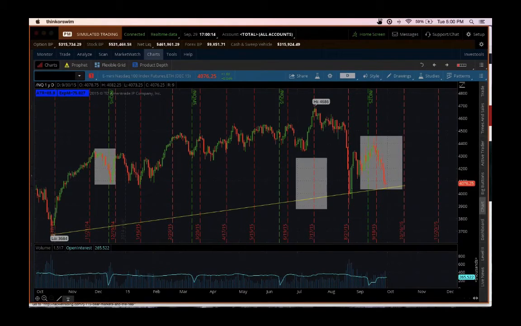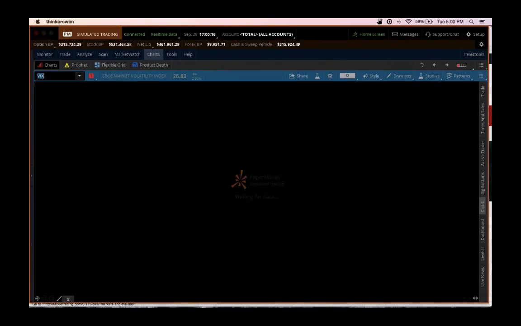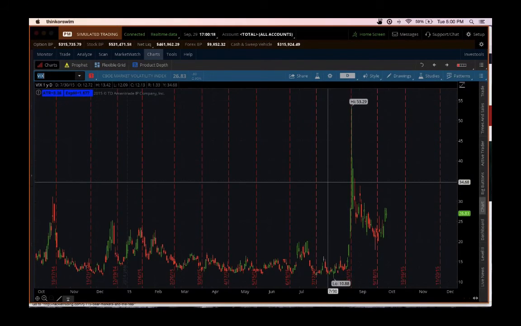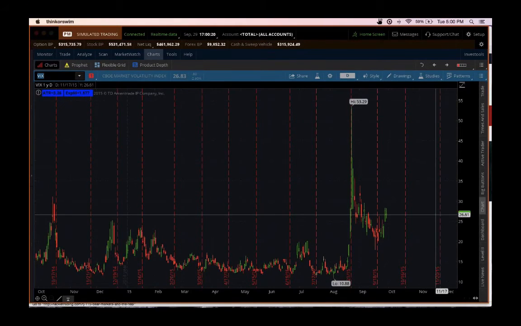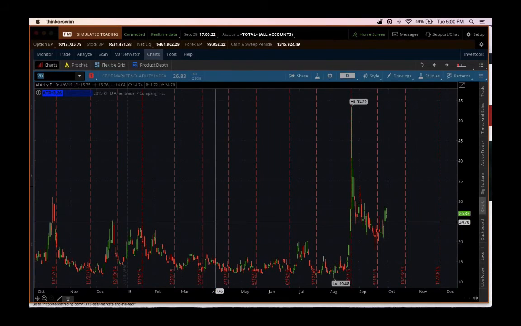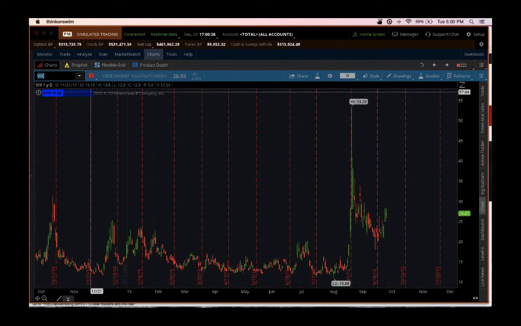Dollar sign, let's see here, VIX, we don't need the dollar sign, I don't believe. So the VIX is trading at 26.83, so options across the board are a little more expensive. And then we can go look at the trend.